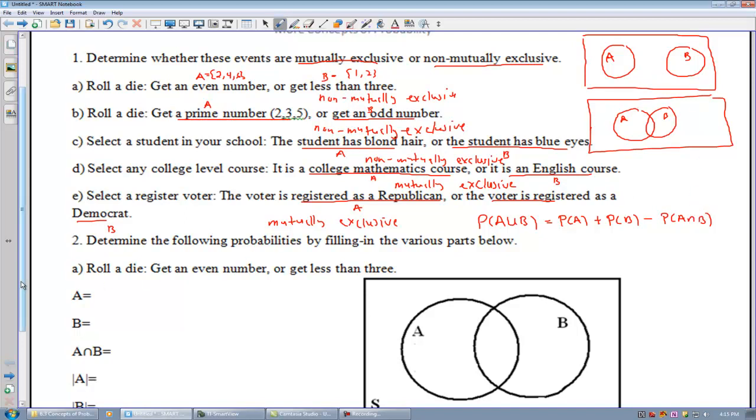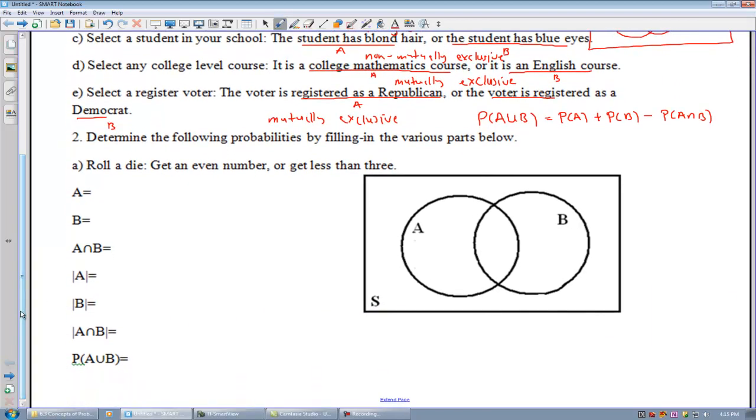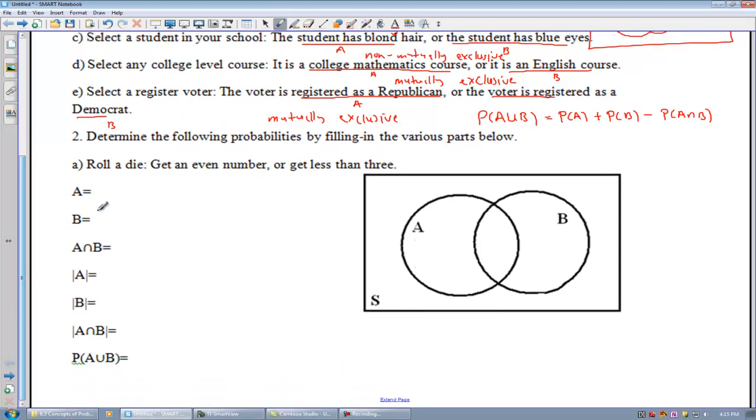All right, so now we want to determine the following probabilities by filling in the various parts below. Just like we did up here, we saw that rolling a die and getting an even number or something less than 3 was non-mutually exclusive. So let's show that. Getting an even number is going to be our A, and an even number would be 2, 4, or 6. So I'm going to write 4 and 6 here, and 2 here, because B is get a number less than 3. So I'll have 1 and 2 in B.